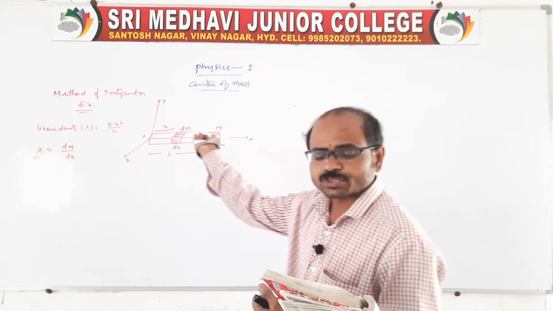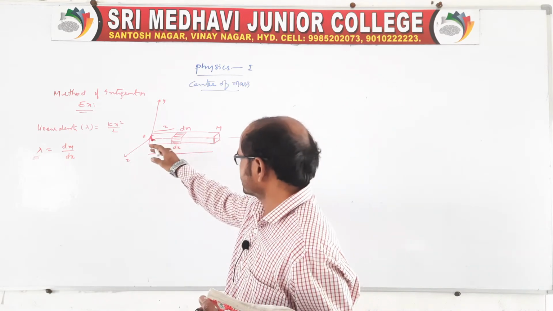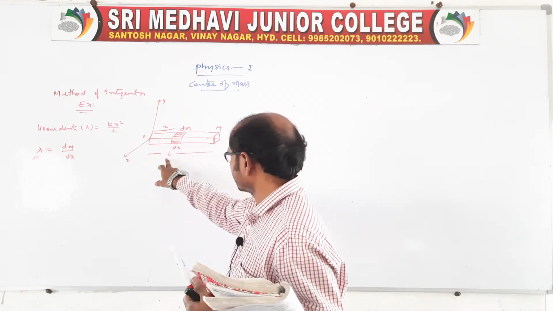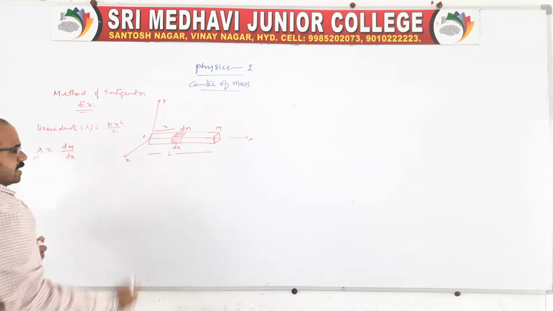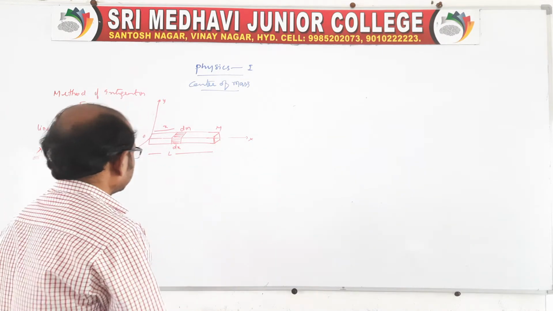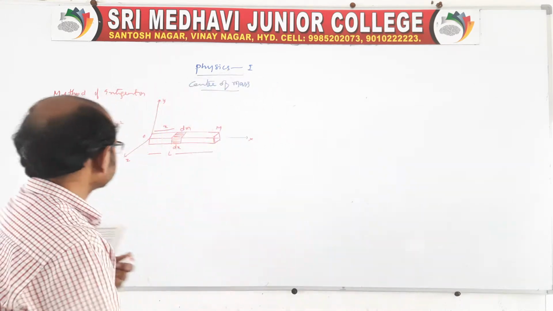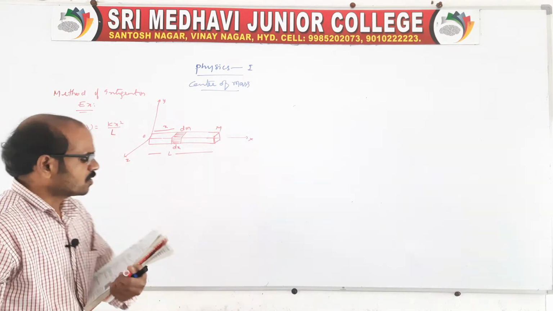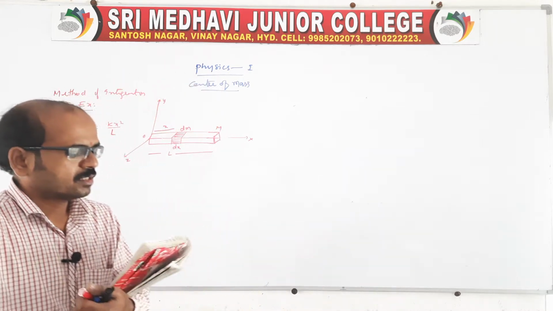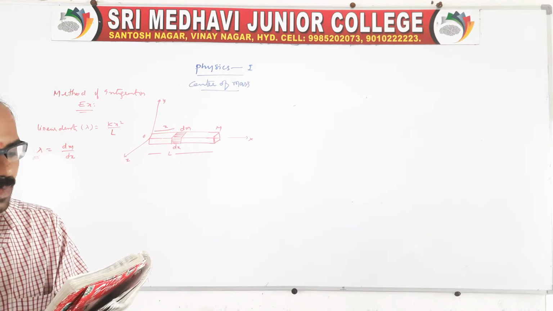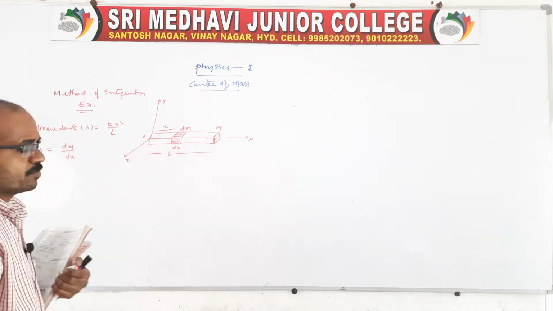The given question is: the linear density of a rod of length L is lambda equal to kx square by L, where k is a constant and x is the distance of any point from one end. Then find the distance of the center of mass from the end at x equal to 0. From x equal to 0 to the end, it is asking the position of the center of mass.